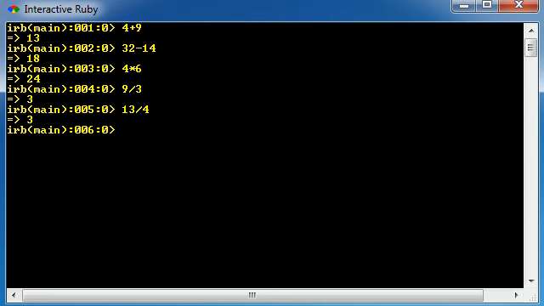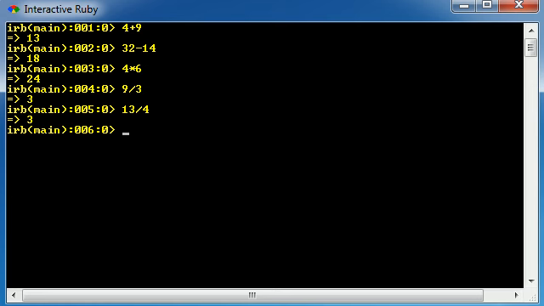Ruby gives you an answer depending on how you ask the question. Since you asked it a question with whole numbers, the whole number 13 and the whole number 4, it thinks that you want a whole number as your answer. And that's why it gave you a whole number, rounded to the nearest whole number, and not 3.25 or 3 and 1/4 or anything like that.